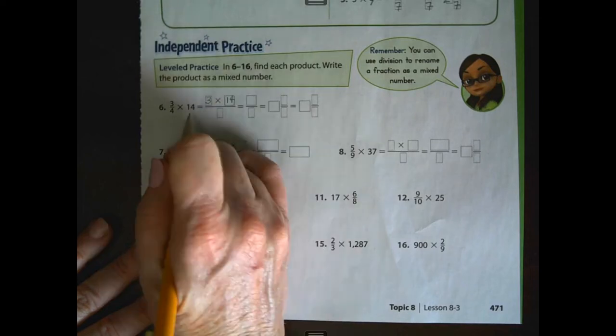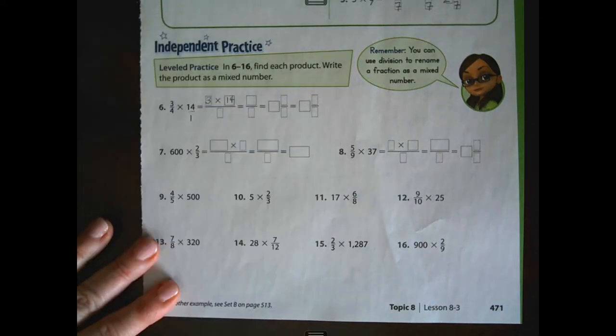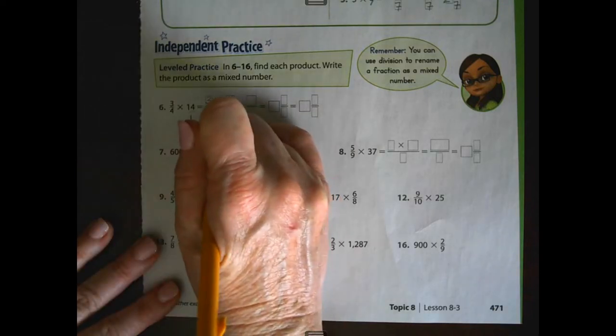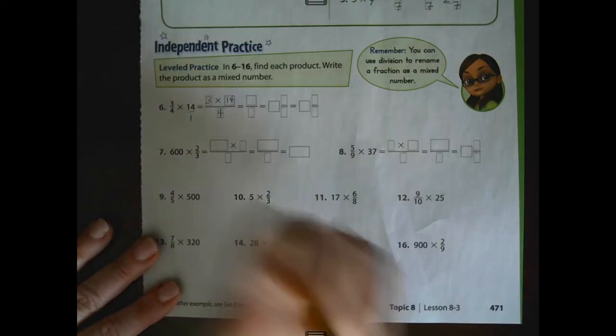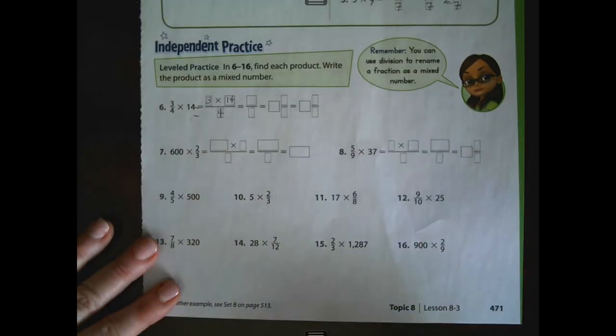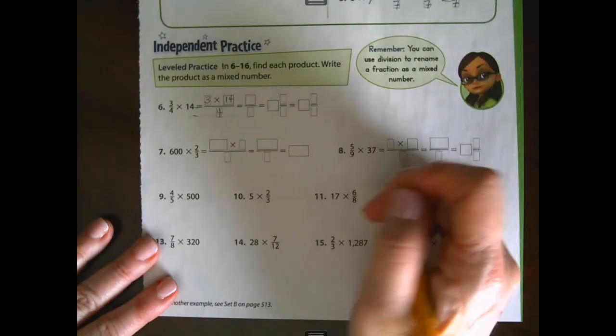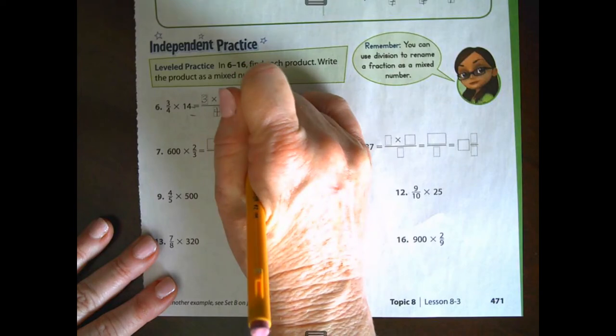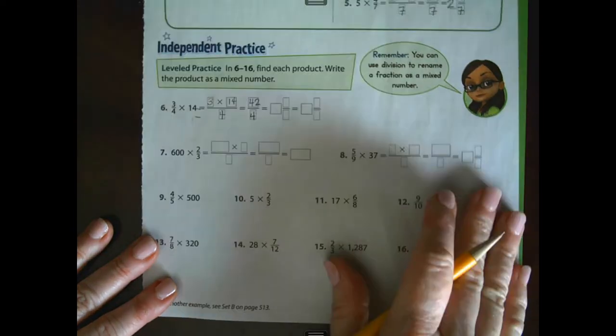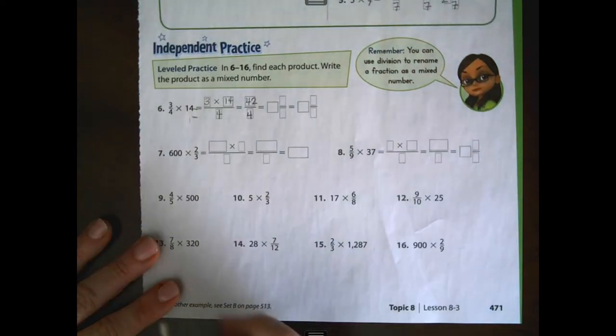3 and 14, remember when I say I'm multiplying the numerators, what we're really doing is rewriting that whole number as a fraction by putting it over 1. And then the denominators would be 4 when you multiplied those, right? All right, 3 times 14 is 42. You get 42 fourths.